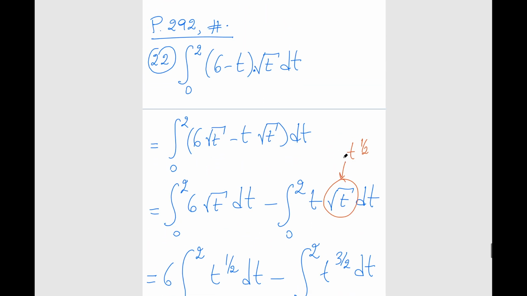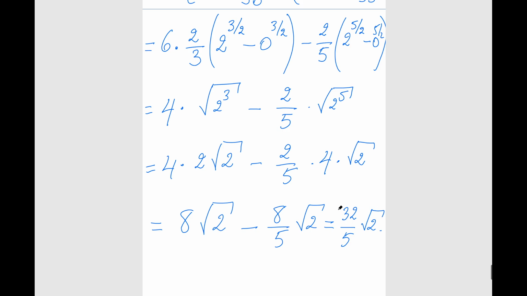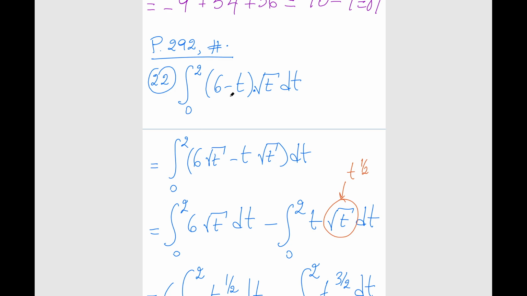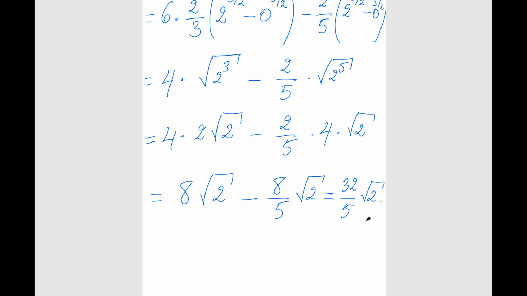Okay. All right, so what do we get? This definite integral is equal to this, is equal to this. So the net area of the region bounded by this function 6 minus t times square root of t, right? So the net area of the region bounded by this, the x-axis, and the two vertical lines, x equals 0 and x equals 2. That net area happens to be 32 over 5 square root of 2. Okay?